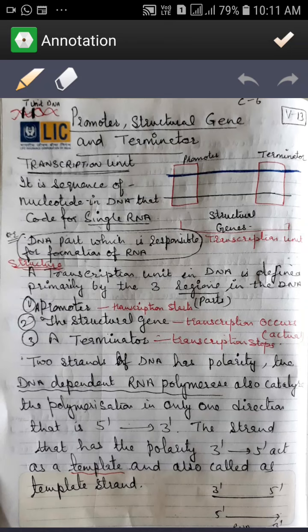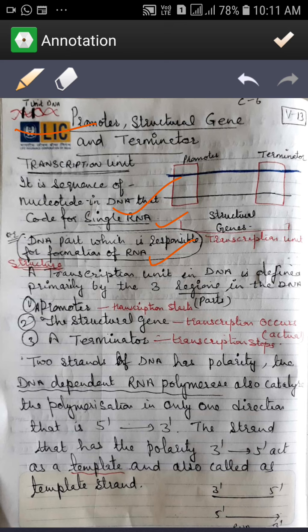Today we will discuss transcription unit. So what is transcription unit? It is the sequence of nucleotides in the DNA which codes for a single RNA. So if this is a DNA, it has some units which will transcribe and form RNA, and this unit is known as transcription unit. So simply we can say the DNA part which is responsible for the formation of RNA is known as transcription unit.